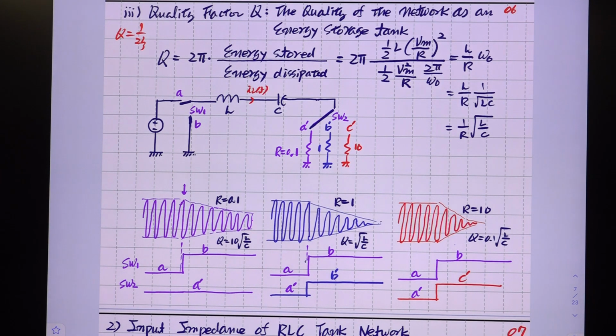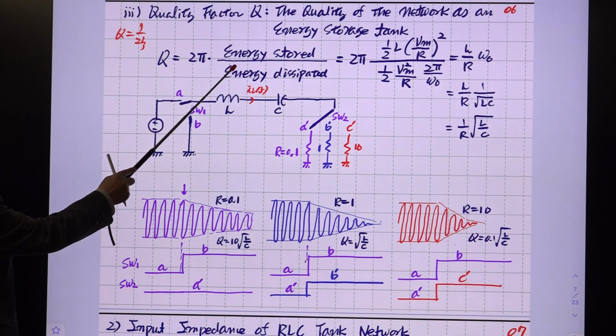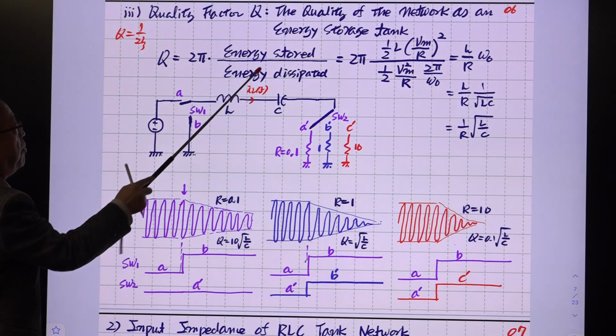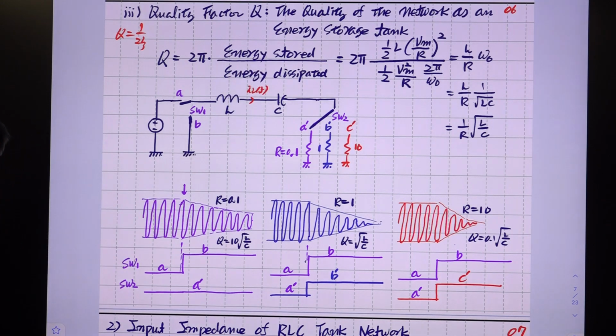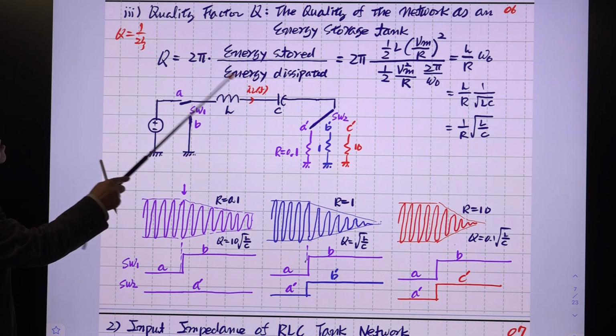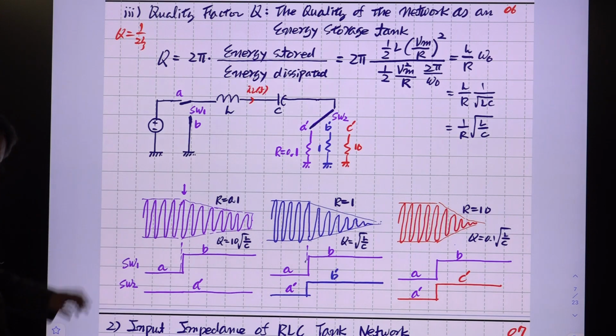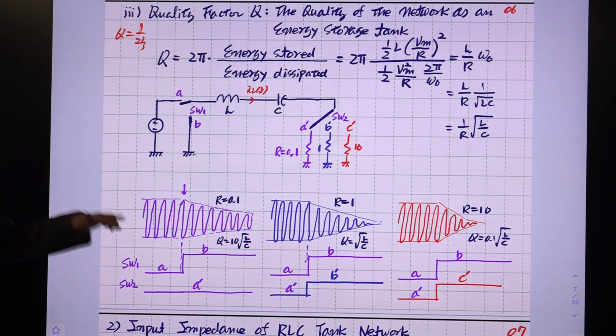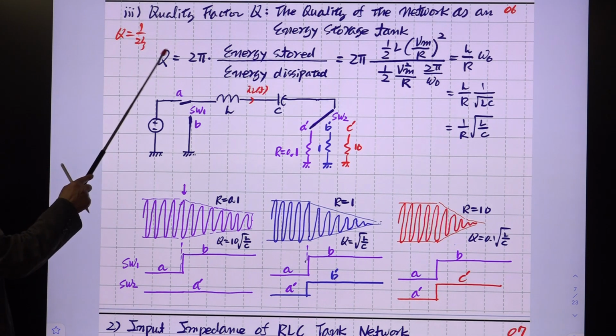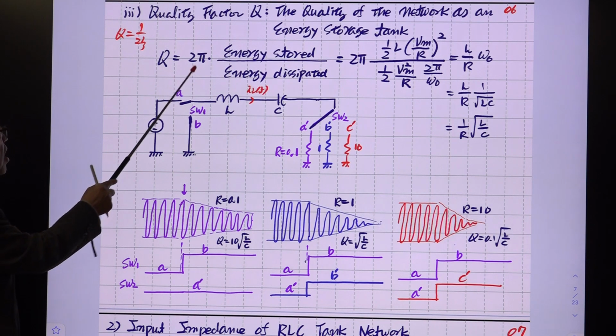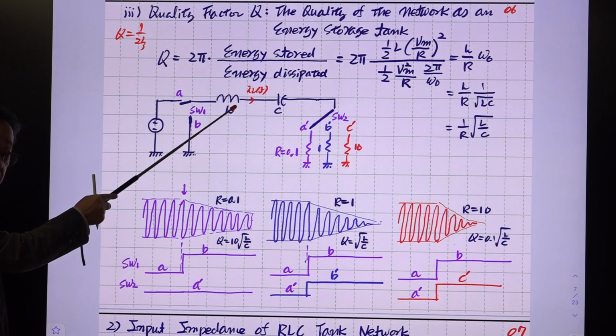But there is only one definition for the quality factor, right? Quality factor is defined like this. This is the ratio between energy stored divided by energy dissipated, right? So high Q means this energy dissipation is very small. If there is no resistive component in the circuit, there is no energy dissipation, and this will be infinite, right? So we have some factor of 2 pi somehow, all right?